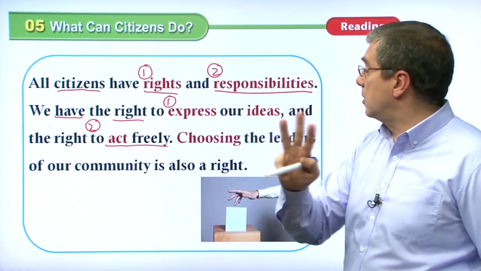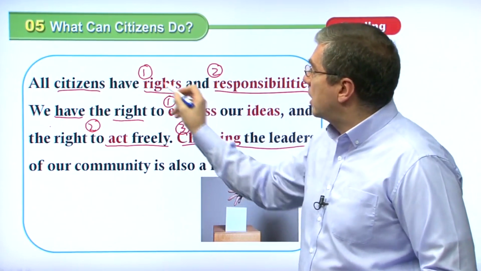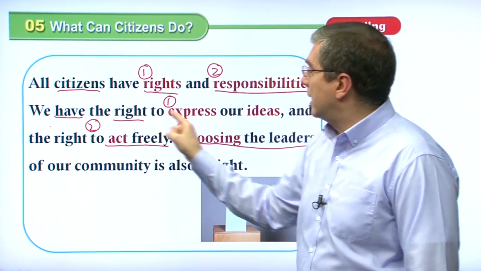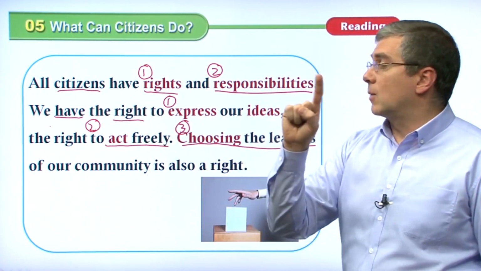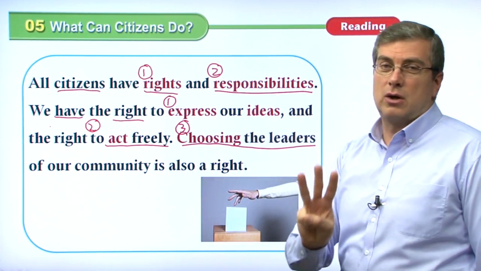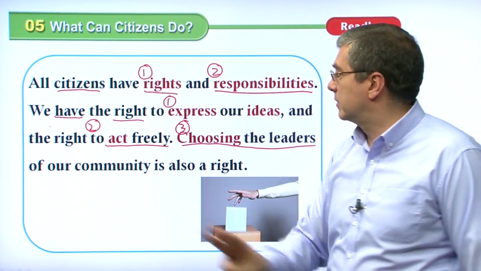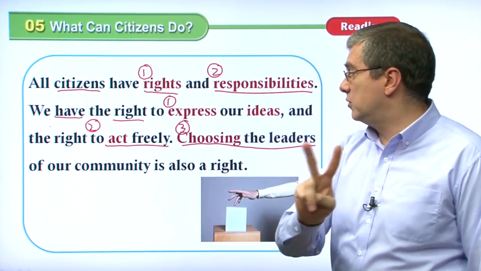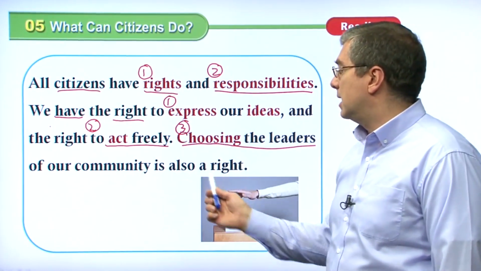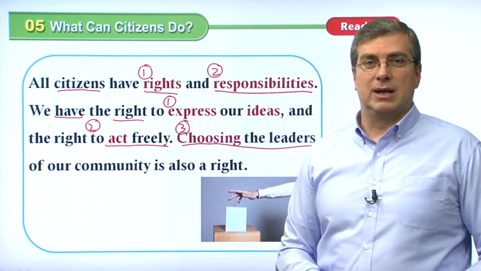They also talk about a third one. Choosing the leaders is a third right. So when we talk about rights, we're talking about three rights. We have the right to express our ideas and the right to act freely. Choosing the leaders of our community is also a right. So right away we can see they're talking about three rights. One, express our ideas. Two, act freely. And three, choosing the leaders of our community is also a right. So we talk about three rights in the beginning of this reading passage.